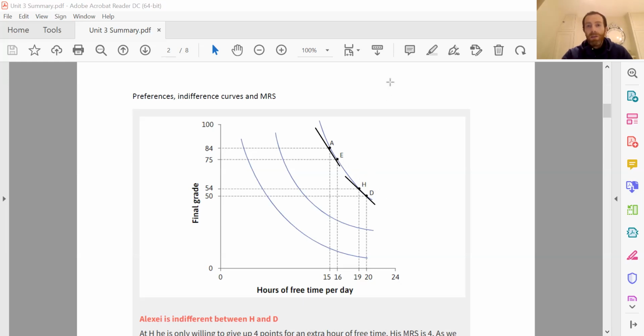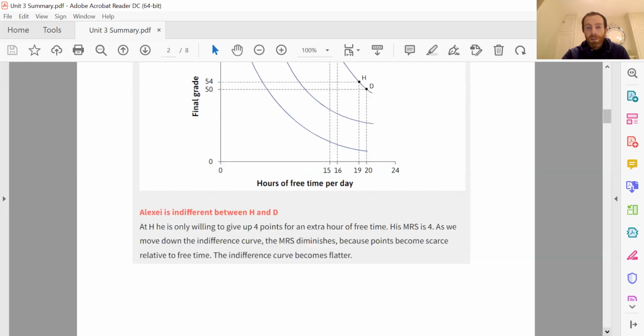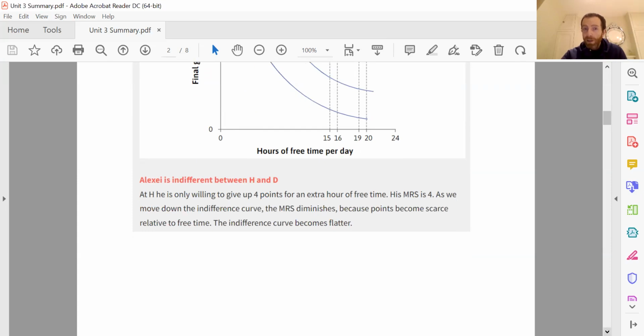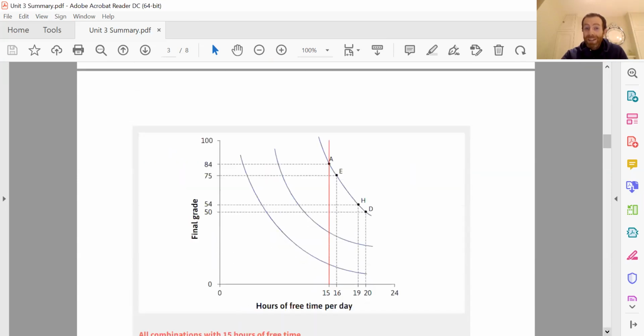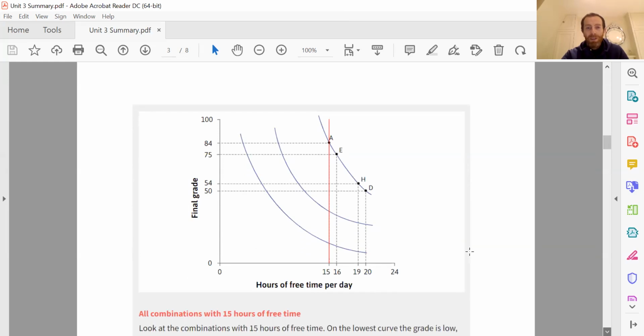Now, another important thing about marginal rates of substitution is they're not only different at different points on a single indifference curve, they're actually different at kind of the same level on different indifference curves. So what do I mean by that? Well, if we insist we're at 15 hours of free time, and then we think about the marginal rate of substitution for this indifference curve versus this one versus the one above, you can actually see that we'll have different marginal rates of substitution.